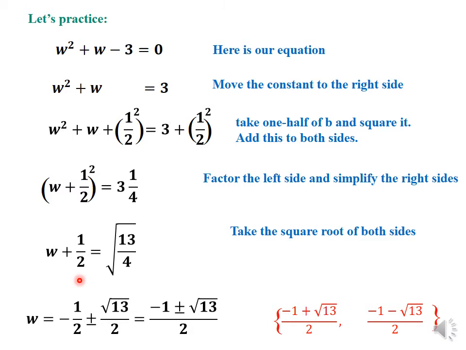Subtracting 1/2 from both sides, here we go. w equals negative 1/2 plus or minus the square root of 13 over 2. We need to take both positive and negative square roots there. Simplifying this, you can see the answer over here.